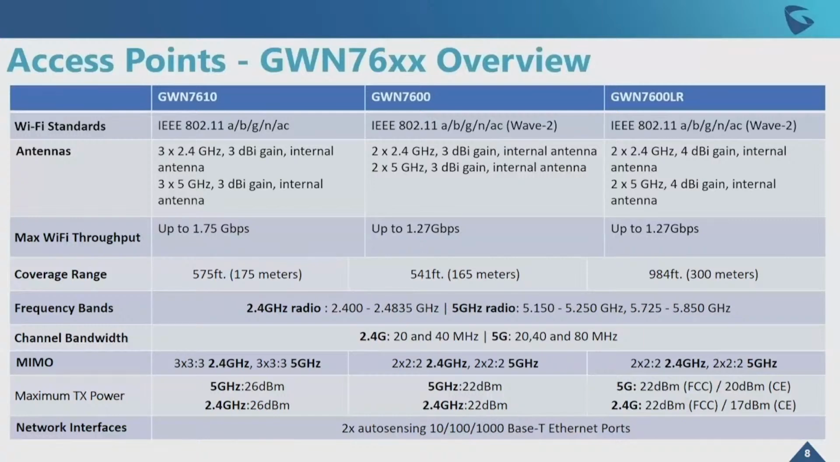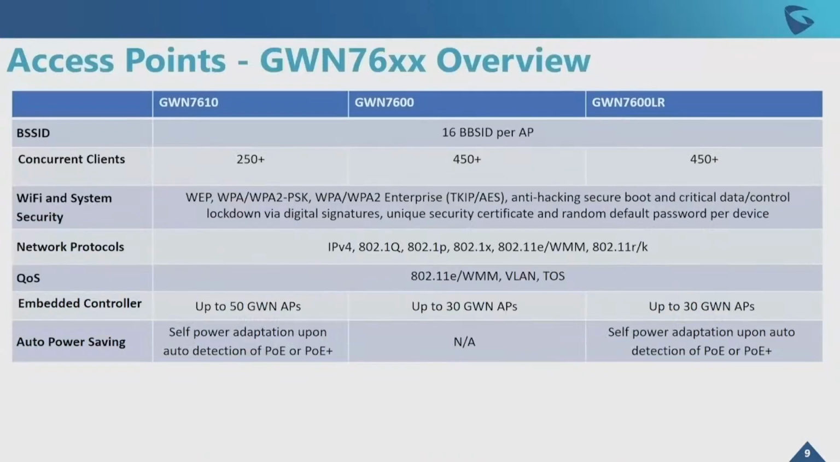And if you look at the last column, you'll see that the 7610 and the 7600LR have a self-power adaptation based on whether they detect PoE or PoE+. If it detects PoE+, it can alter its power, and if it uses PoE, it'll use a power saving algorithm, but is still able to perform at full performance.